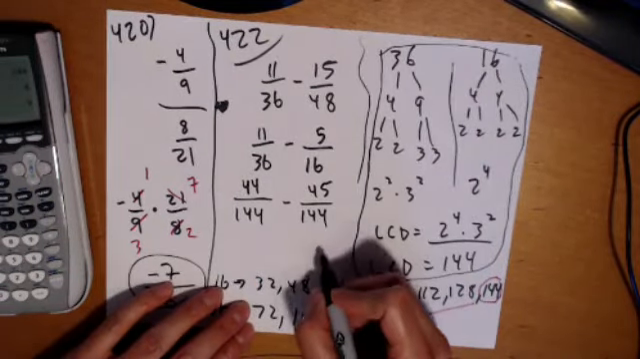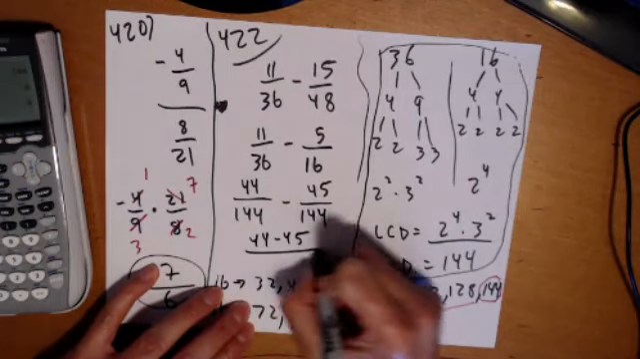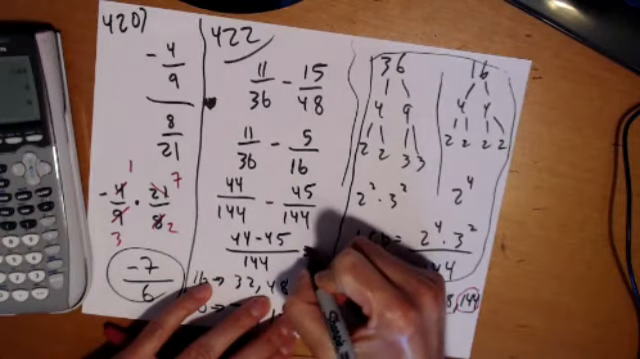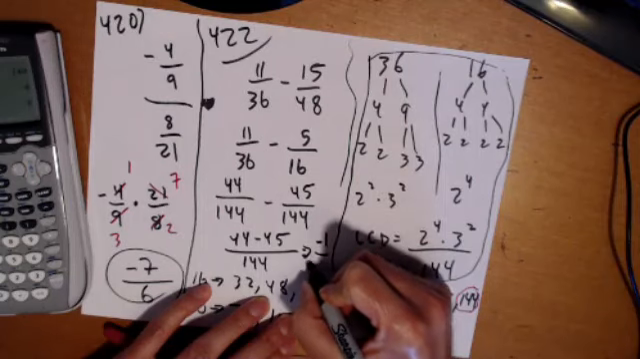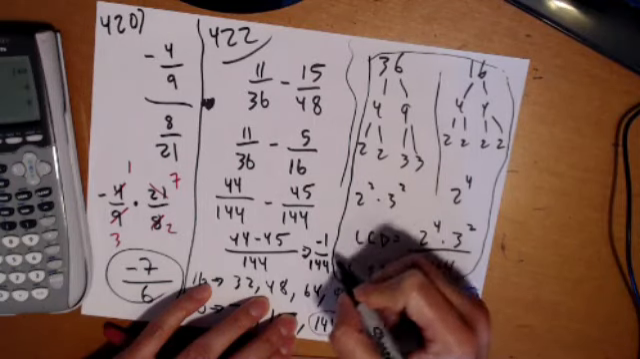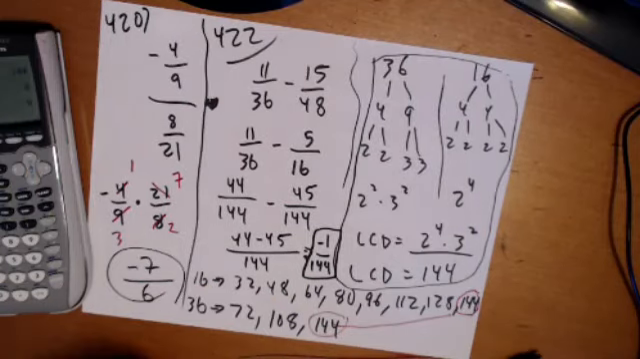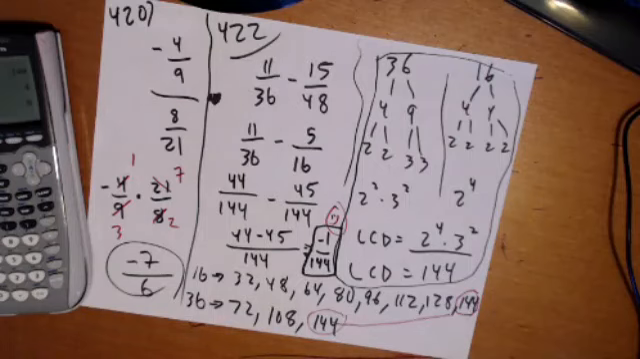Okay, so now the bottoms are the same. So you could just say 44 minus 45 all over that common denominator, 144, which gives us 44 minus 45 is negative 1 all over 144. Ta-da! Smiley face, world's longest problem.